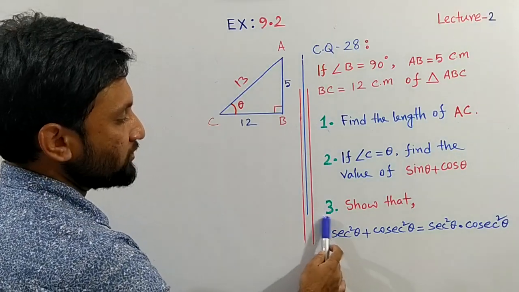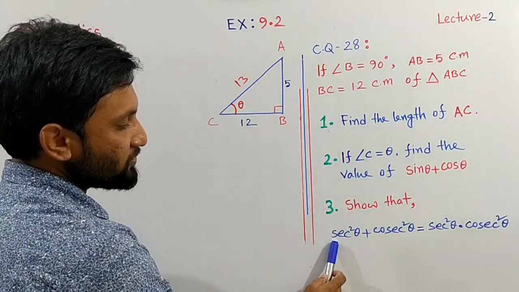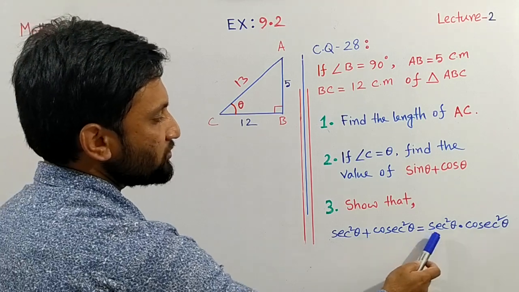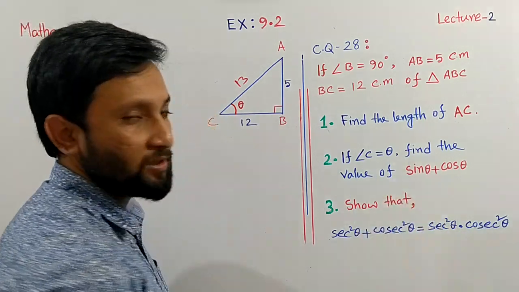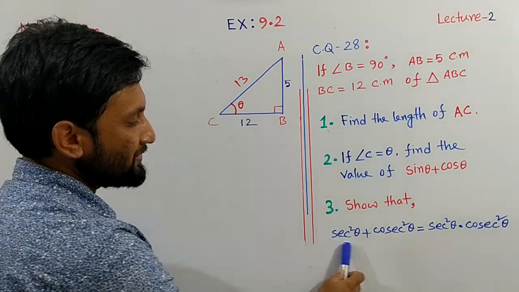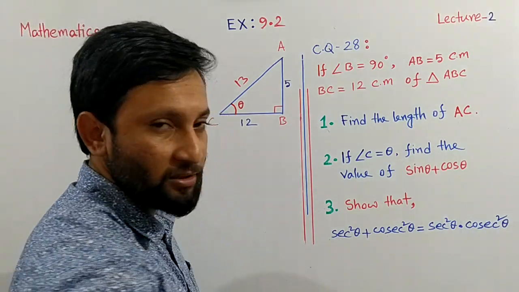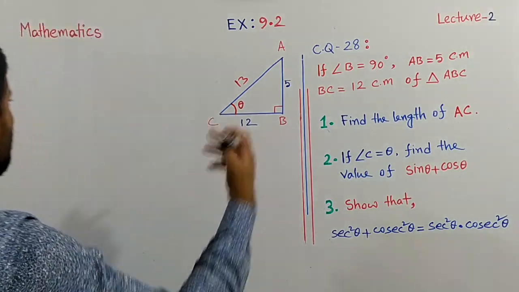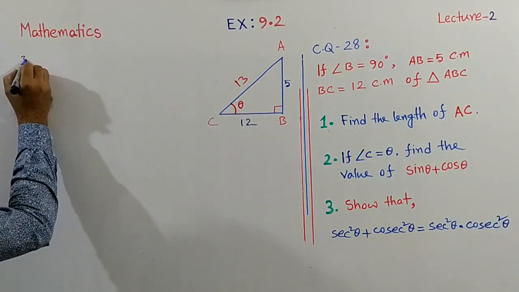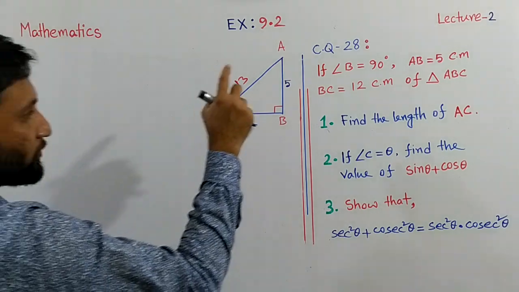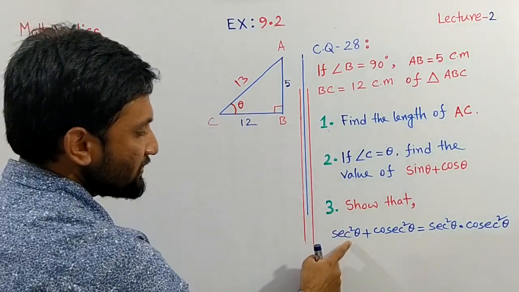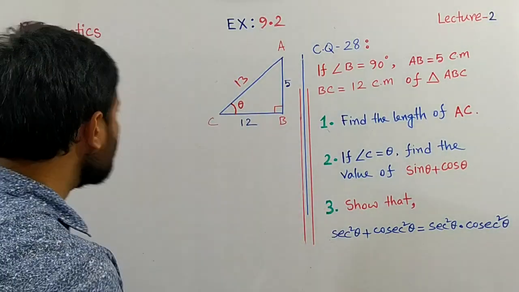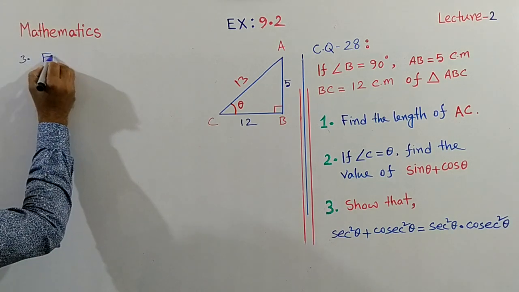Now third one, the question is, show that sec square theta plus cosec square theta equals sec square theta into cosec square theta. That means we have to show left hand side equals right hand side by using this figure. Okay, so now follow the process. Third one, at first from the figure we can easily find the values of sec theta and cosec theta.